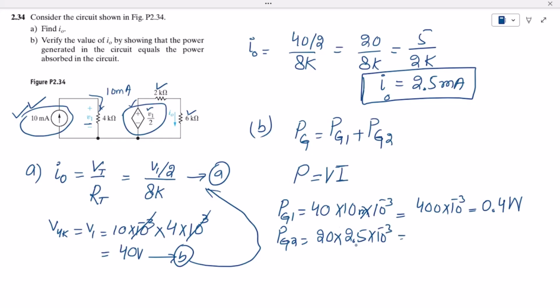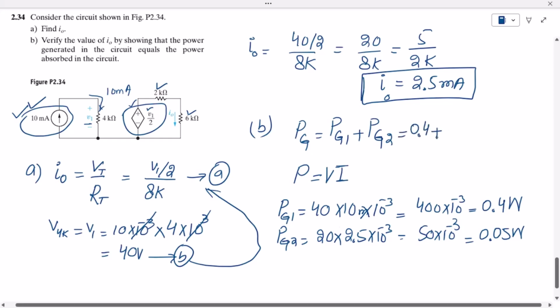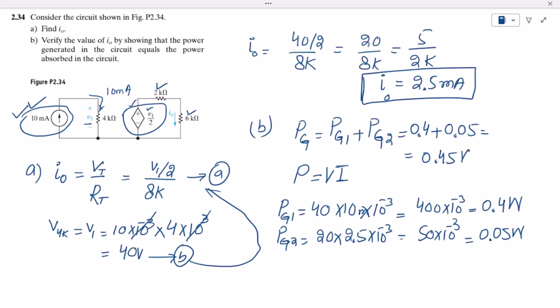Okay, let me find it out. So it will be 2.5 multiplied by 2 is 5, and multiplied by 10 is 50. 50 into 10 to the power minus 3, or it will be 0.05 watt. Okay, so let me add them together here. So it will be 0.4 plus 0.05, so it will be 0.45 watts, which is the power generated.